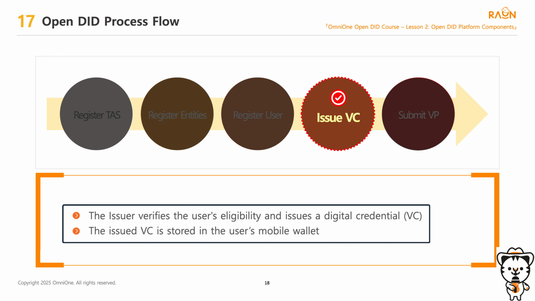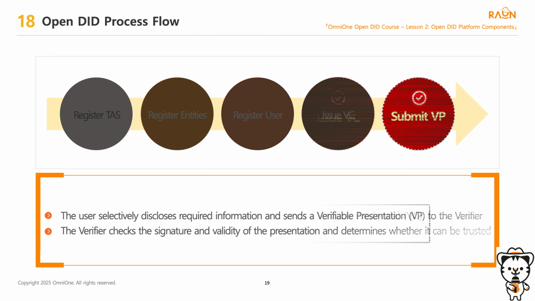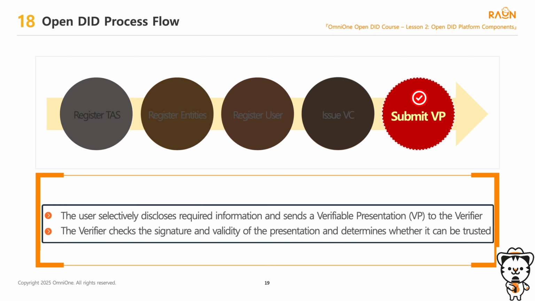Next is the issuance phase. With the trust chain formed through the core components of OpenDID, the issuer verifies the user's qualifications and issues a verifiable credential. This VC is stored securely in the user's mobile wallet. Finally, we have the submission phase. The VC stored in the mobile wallet remains secure until needed. When required, the user selects only the relevant information from multiple credentials and submits it as a verifiable presentation to the verifier. The verifier then validates the signature and conditions, decides whether the proof can be trusted, and based on the verification result, provides the necessary service to the user.